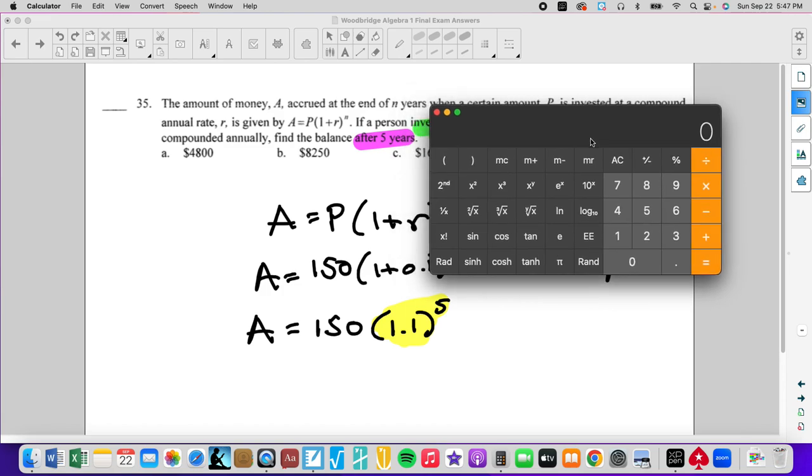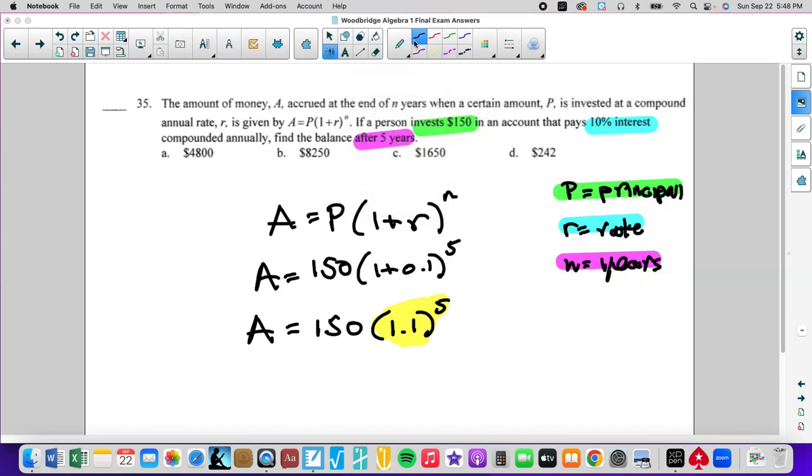So using our calculator, 1.1 to the 5th power equals that value, and now I'd multiply it by 150, which gives me $241.58. So I'm going to have to round to the nearest penny. So A equals $241.58 because it was 241.576. We round there, so that becomes 8.